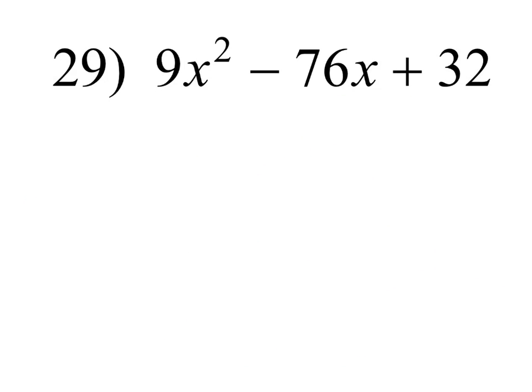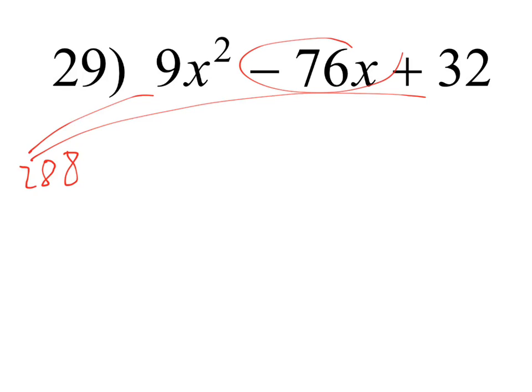Moving on to 29, this one, let's see, they're not all divisible by 3, unfortunately. Let's see, 7, 6, 5, nope. And so we can't actually reduce this one. So we'll take the 9 and the 32 and multiply them together. 9 times 32 will give you 288, which I think we've seen before. We need to figure out factors of that add up to be negative 76.